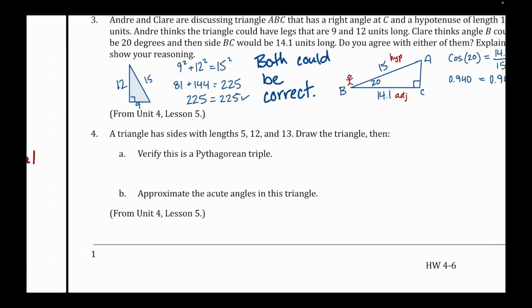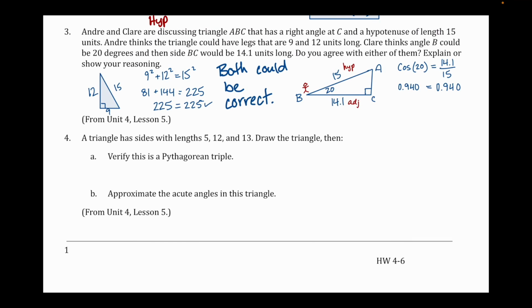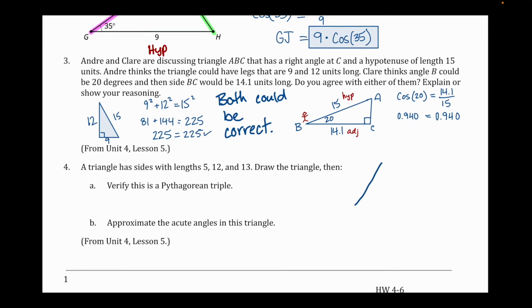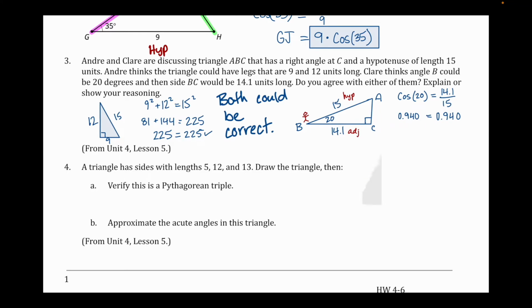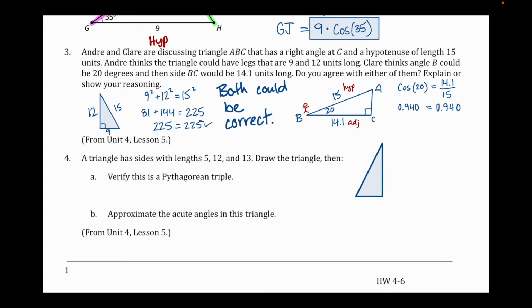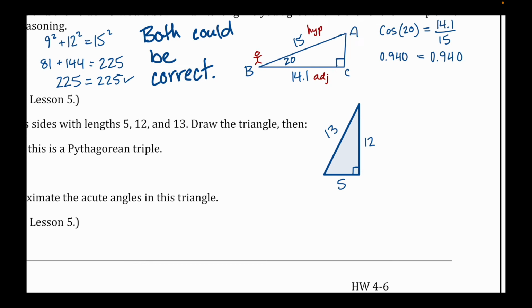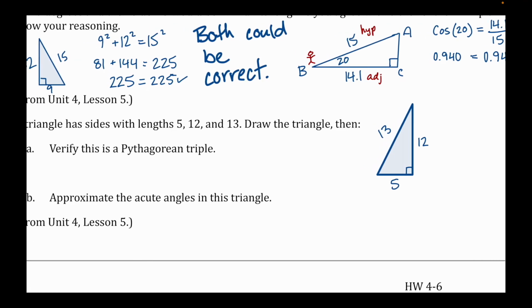So let's draw a triangle here. I'm going to draw myself a right triangle, see if I can't make it decently shaped. Okay, 5, and then we'll go with 12 and 13. Okay, so that means that this smaller side here is going to be my 5. The 12 would have to be this leg, and then 13 would have to be the hypotenuse. The longest side is always going to be the hypotenuse. So we drew the triangle.